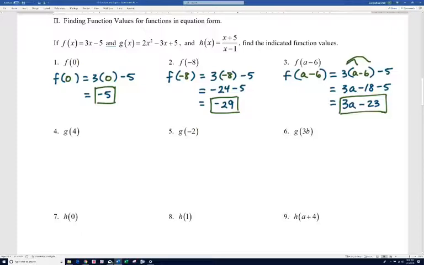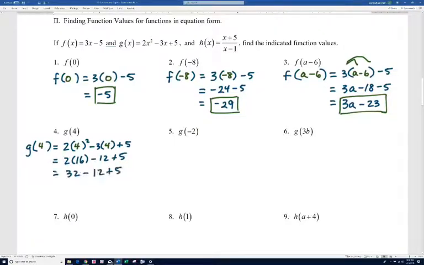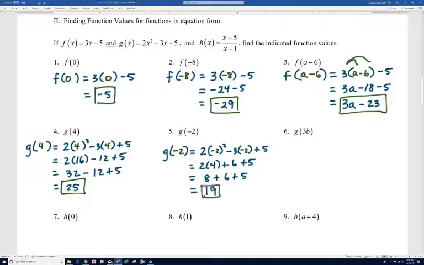So if you did the problems, I'm going to go through the answers real quick here, and you can check yourself. So make a shell. Now notice we're dealing with the g function now. And so we'll plug in 4. And so we get 2 times 4 squared. Let's see, we're going to get 2 times 16 minus 12 plus 5. That's 32 minus 12 plus 5, which is 25. If you do the same thing with number 5, you end up with 19.